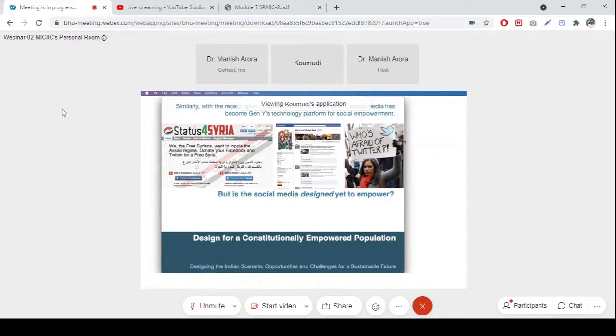Similarly, with the recent spurt of Facebook and Twitter activism, social media has become the generation's technology platform for social empowerment. But is social media designed yet to empower?